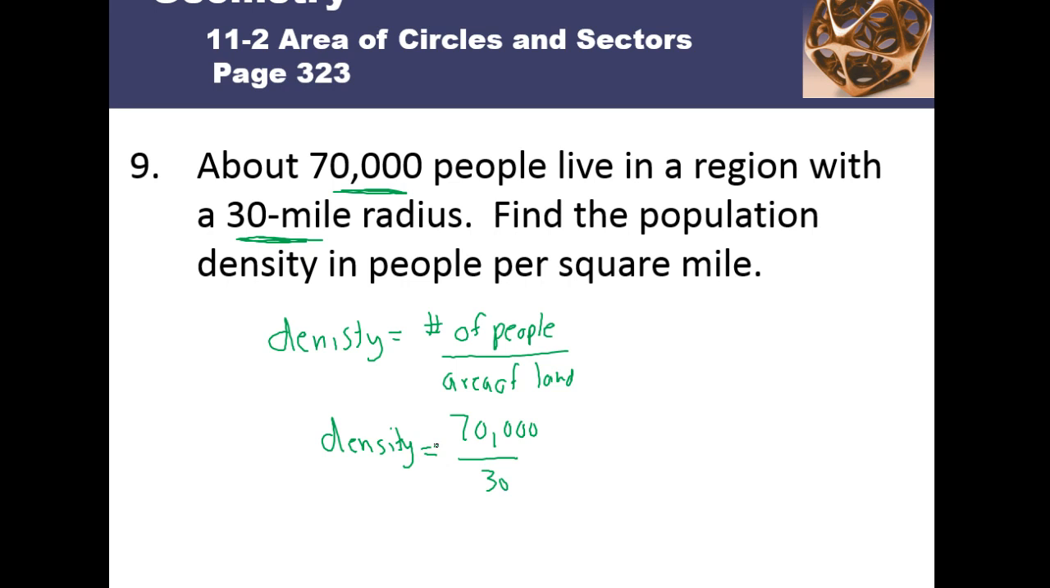And I get 70,000 divided by 30. And I get 2,333 people per square mile.